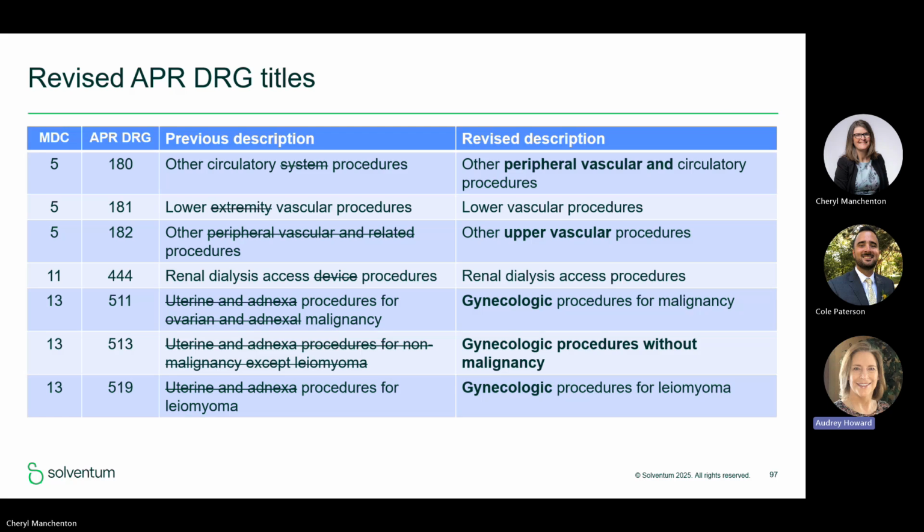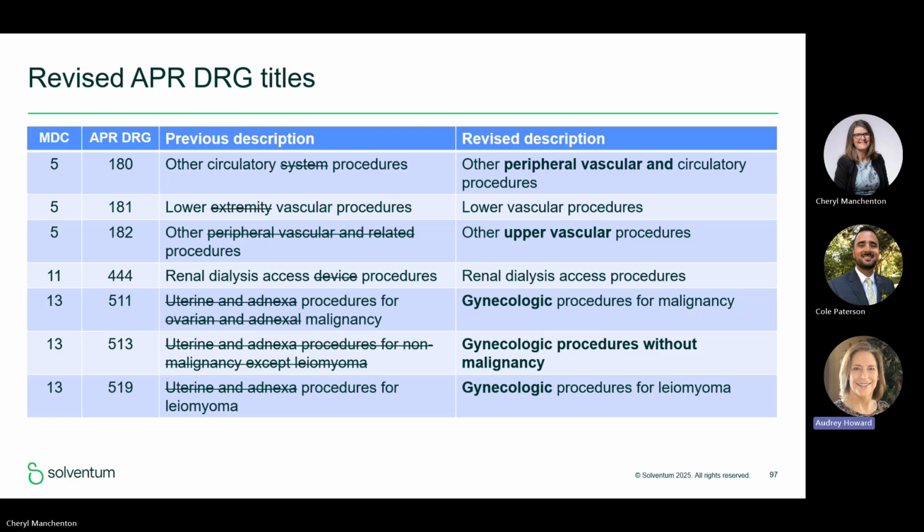These are showing the revised APR DRG titles, and what you see in the third column over is the words that may have been deleted from the title, and then what was added. So it does look like subtle changes, if you will, that they're maybe revising terminology in here, but then also sometimes they're just updating the terminology to make it more current.